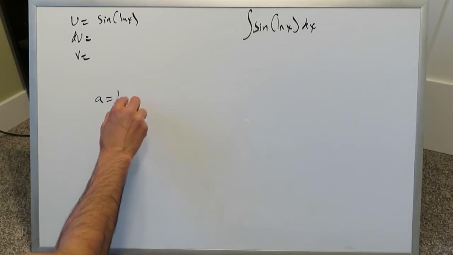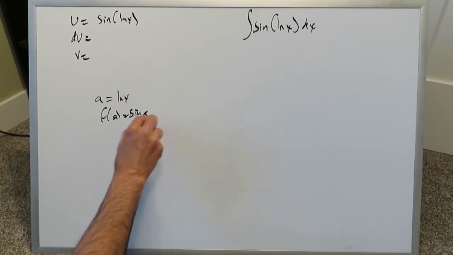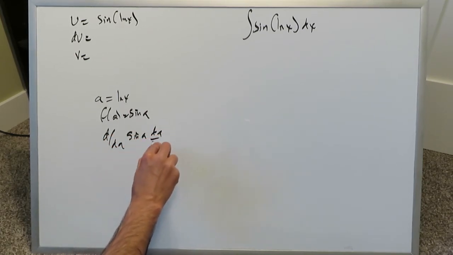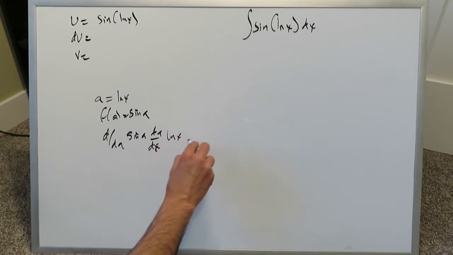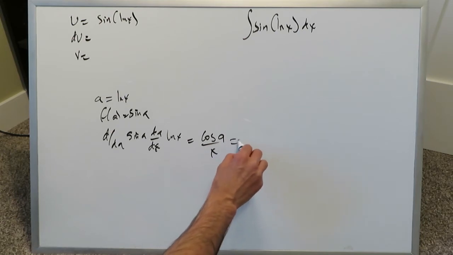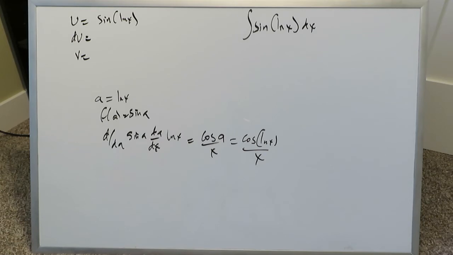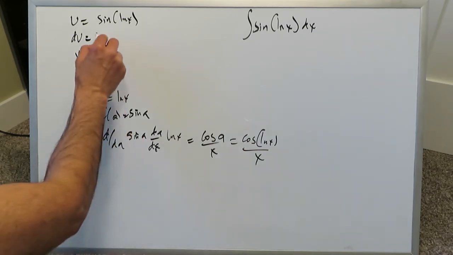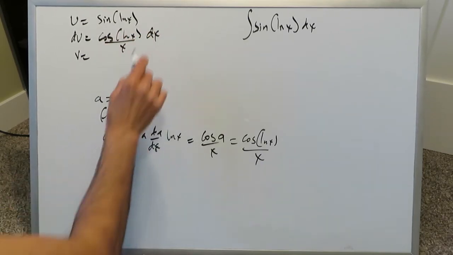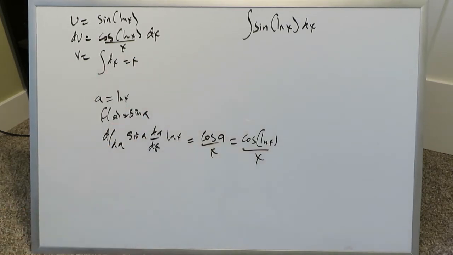Let's put it right here. If a is equal to ln x, then the function with regards to a is equal to sine a, and d over da is cosine a, and then da over dx of ln x is 1 over x, and you have cosine ln x over x. This is equal to your du value with the dx at the end. So cosine ln x over x dx. V is the integral of that which remains, which is just dx, and you get an x value from that.